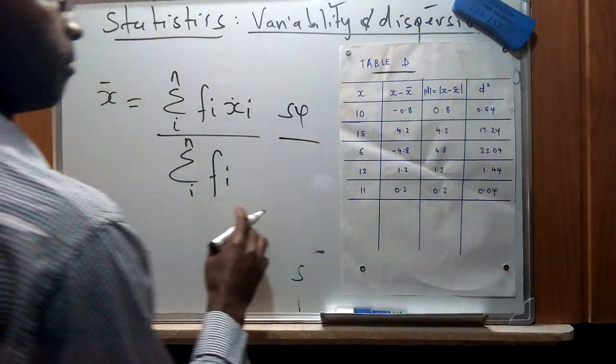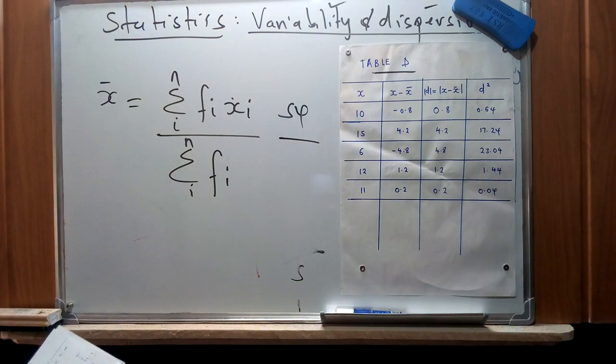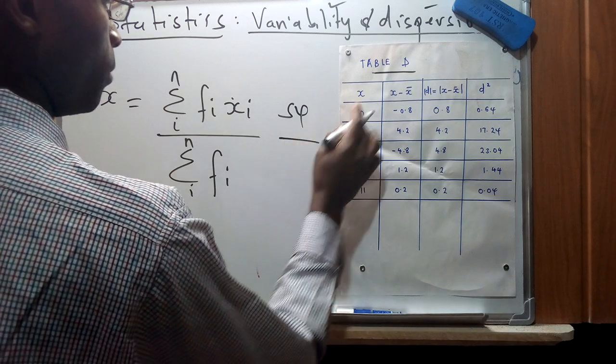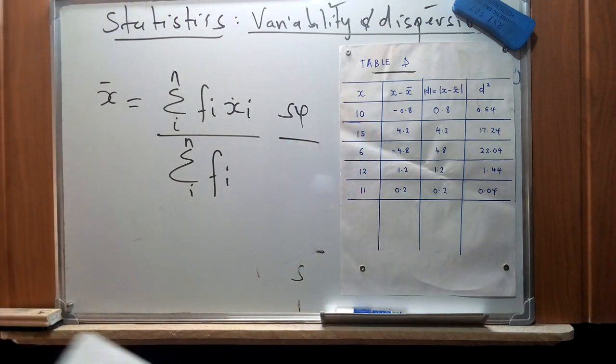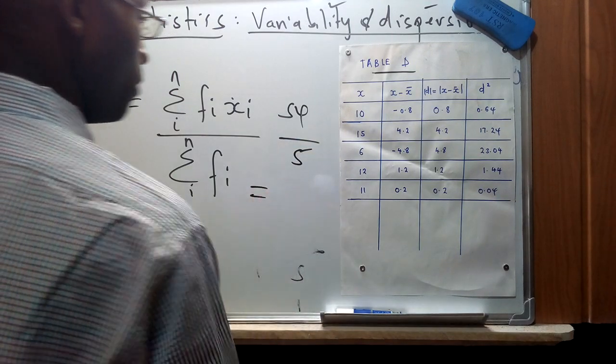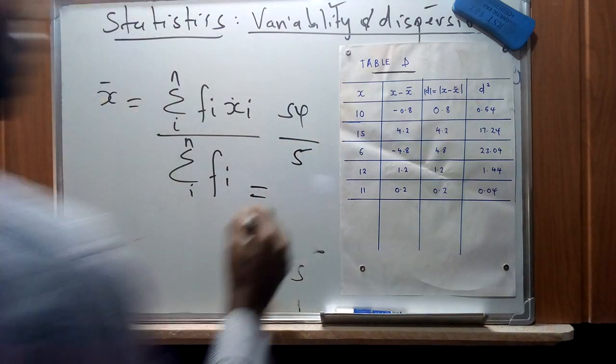And then the summation of the frequency, of course, in this case, the frequency is going to be 1. They're appearing once. So we are going to have 1, 2, 3, 4, 5. So the frequency is going to be 5. Therefore, our mean is going to be 10.8.